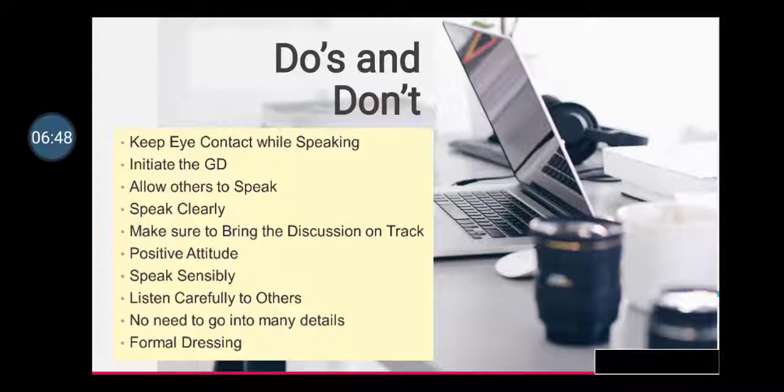The second one is initiate the GD. Initiating the GD is a big plus, but keep in mind to initiate the discussion only when you have understood the GD topic clearly and you have some knowledge on the topic. Speaking without proper subject knowledge can leave a bad impression. So please be cautious, students.